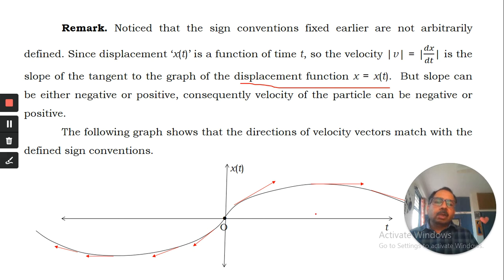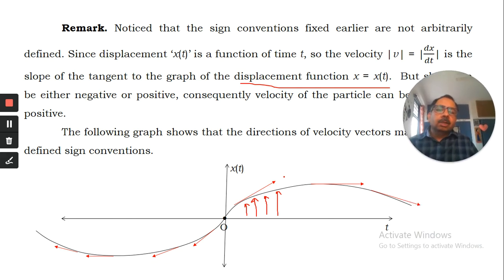So here I have drawn a graph between time and the displacement. If the displacement is in the positive direction and displacement increases with the time, the velocity vector you will see has a positive slope, so velocity is positive. So after a certain time the velocity becomes 0.